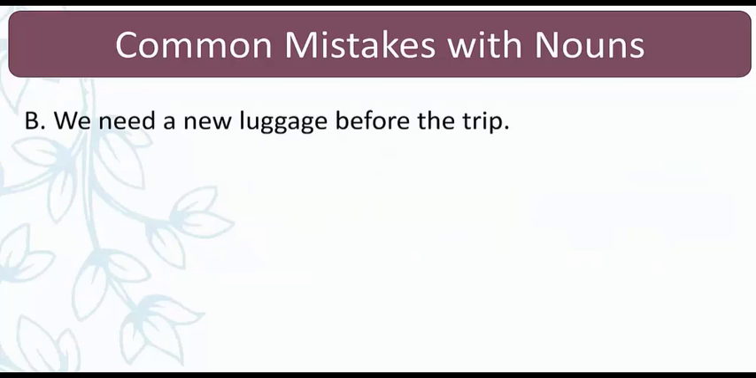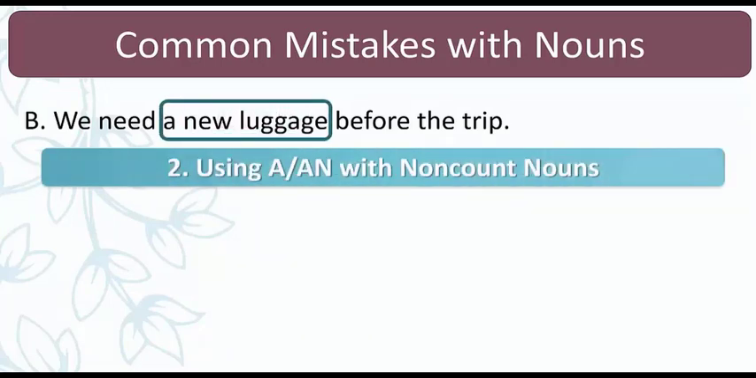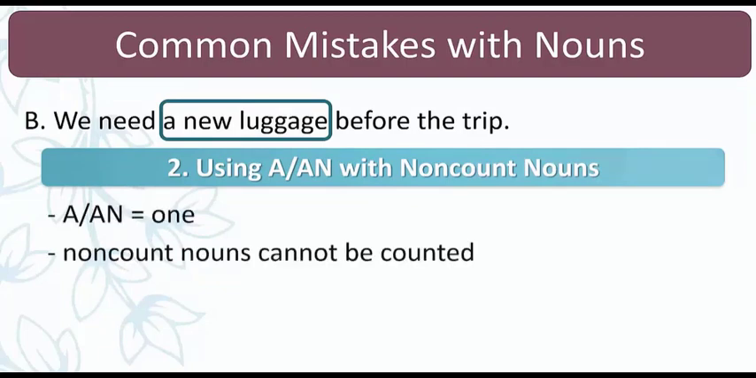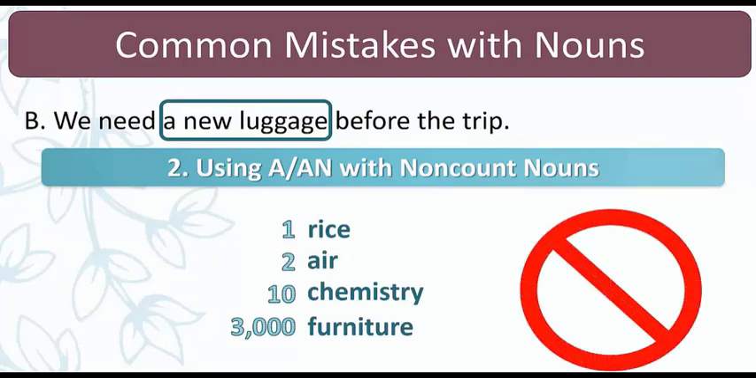In the sentence, we need a new luggage before the trip, there is a problem with luggage being used with a. We cannot use a or an with non-count nouns. A and an mean one, but non-count nouns cannot be counted. With these non-count nouns, we cannot use numbers in front of them.